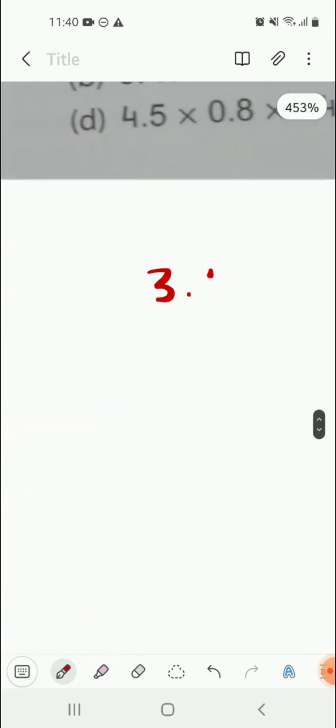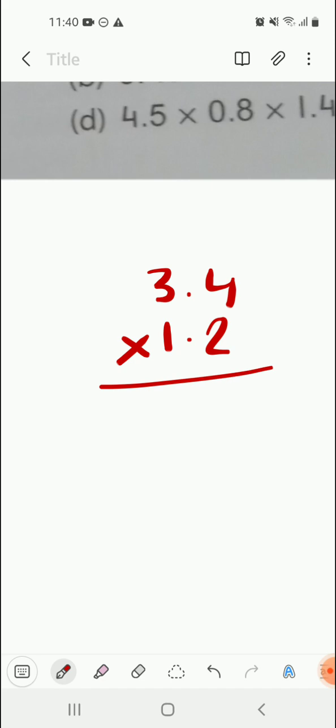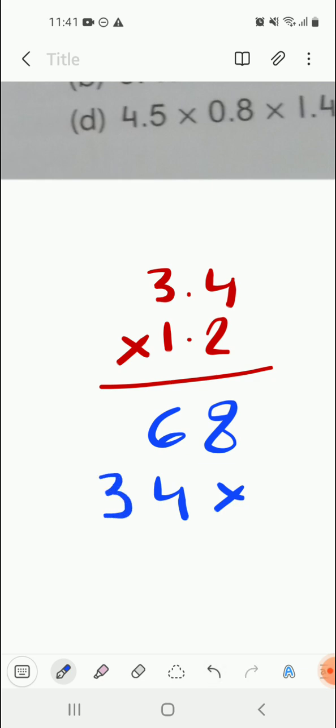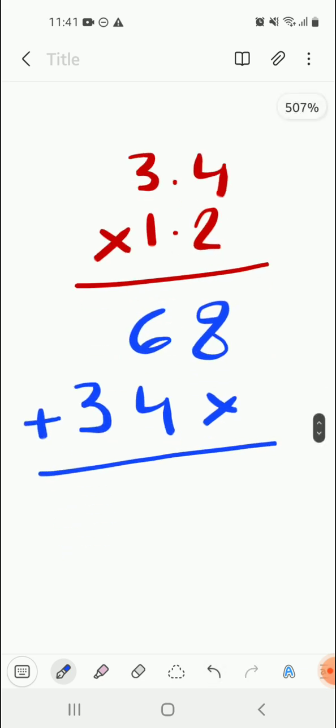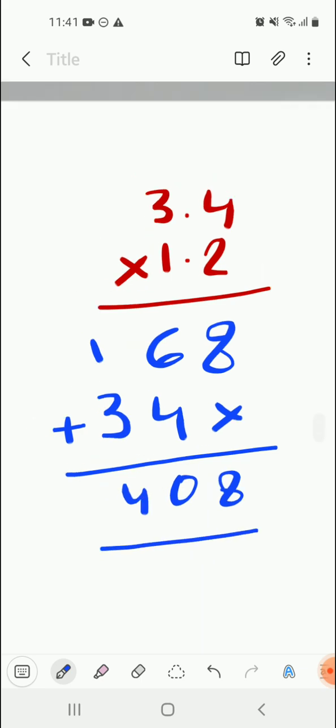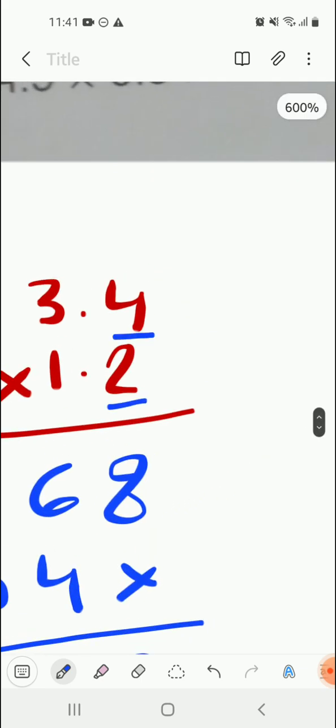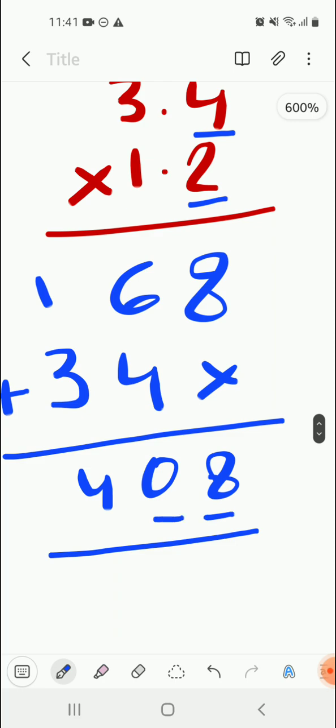So 3.4, 1.2. 4 into 2, 8. 3 2s are 6. 4 1s are 4. 3 1s are 3. Add. It becomes 8. 6 plus 4, 10. 4. And that's it. Now you can see there is two decimal places. So here in the answer there will be two decimal places and then a decimal point right here. So we got the answer 4.08.